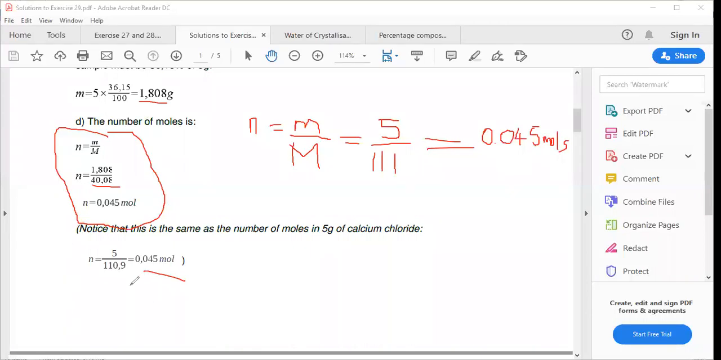But the best option is this, because we wanted the number of moles of calcium chloride in this sample. So you have to use everything, calcium chloride. So you have to use the 111. That will be the best option. Clear? Right. So that's your first question.